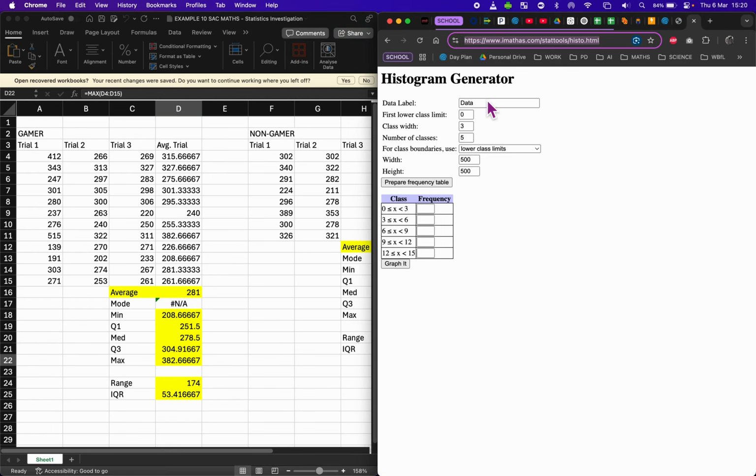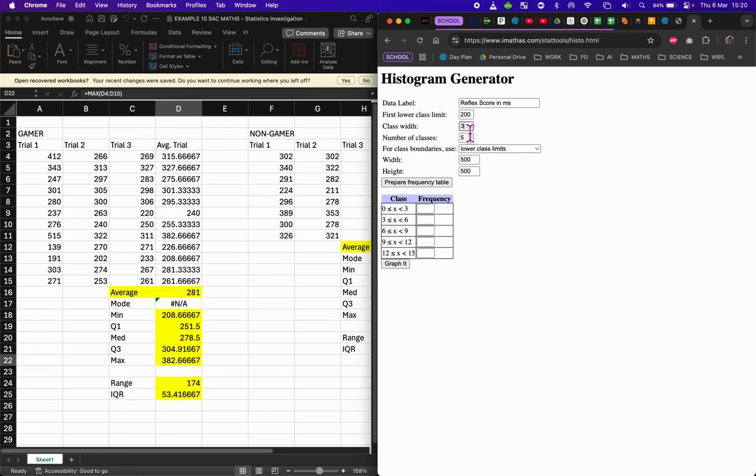So how do we deal with a histogram generator? Well, the data label was reflex score in milliseconds. The lower class limit is going to be the lowest number that your histogram is going to go down to. We don't need it to go to 0 because our data starts at 208. So the nice round number closest to 208 is going to be 200. So I'm going to make the lower class limit 200.